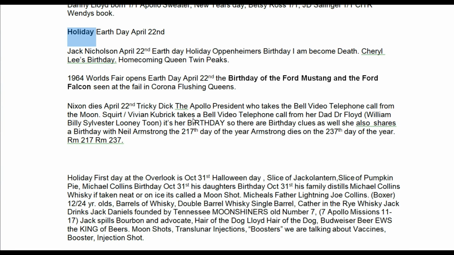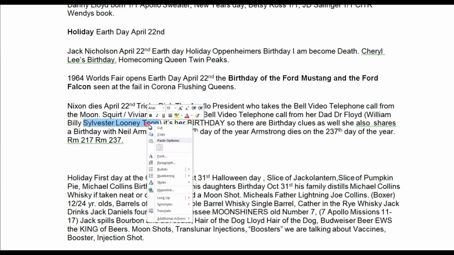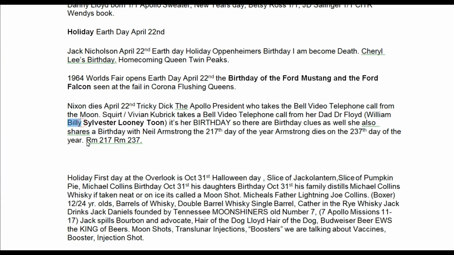So let's see here. So the Bell Videophone, we see the Bell Videophone for the first time at the 1964 World's Fair. So we have Dr. Floyd, who's Billy Sylvester. Sylvester is a Looney Tune, by the way. And Billy is a type of goat. You can have a Billy goat, or you can have a sheep. So you can have Billy Shepherd, Billy Shears, and Billy Goat, Billy the Kid, Billie Jean King, Billy Bibbit. All right, let me get off Billys. So her father calls her from the space station. Dr. Floyd calls her on her birthday. So once again, we've got another birthday clue. So that's about 13 of them so far.